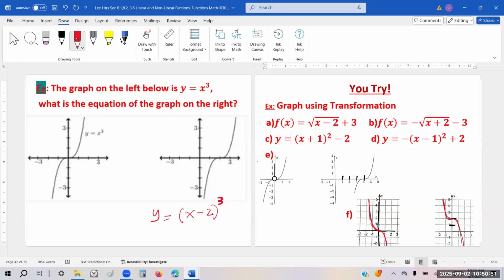For E and F, this is the original graph. You have to write down the transformation for the next one. For F, the left is the graph, you have to write it down, and what is this transformation, you have to write it down. So for F, write both of them. For E, only this is fine.